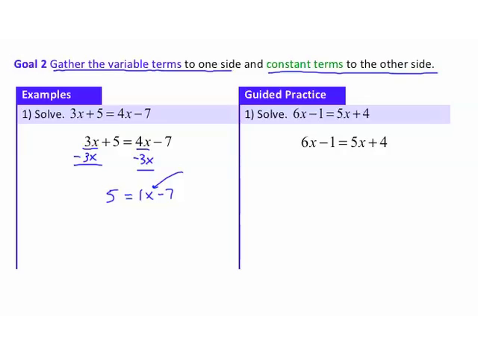And that means this negative 7 on the right side, I need to get rid of it. Since it's a negative 7, I'm going to add 7 to get rid of it. So I'm adding 7 to this side, and I want to make sure I add 7 to the other side. Well, let's take a look at what we have left.